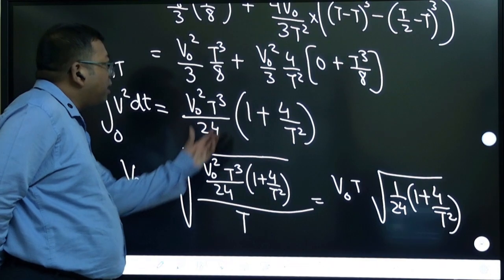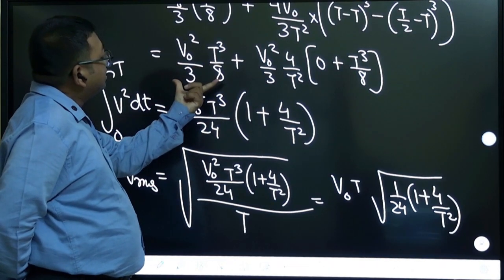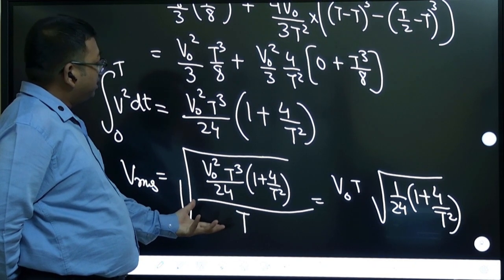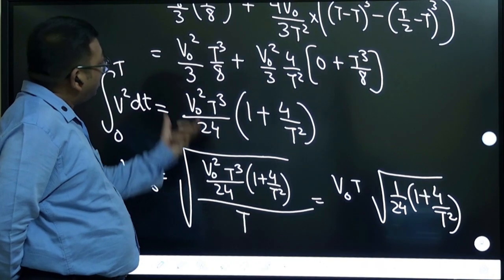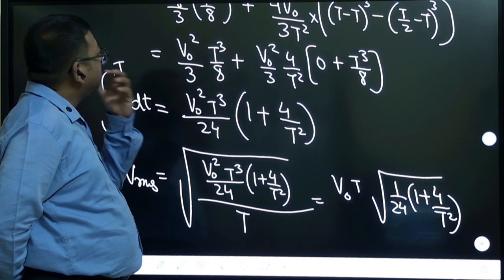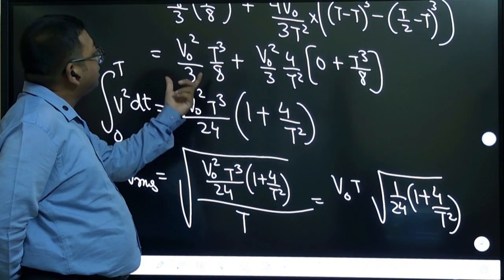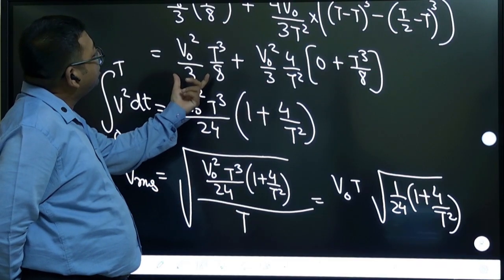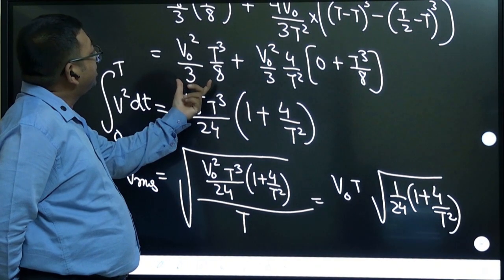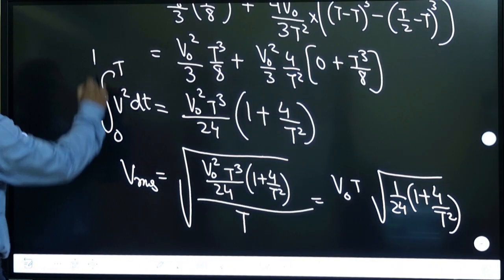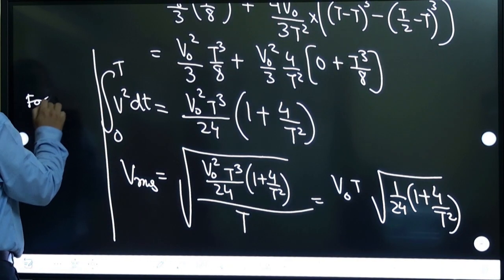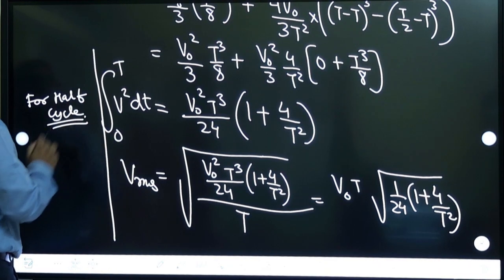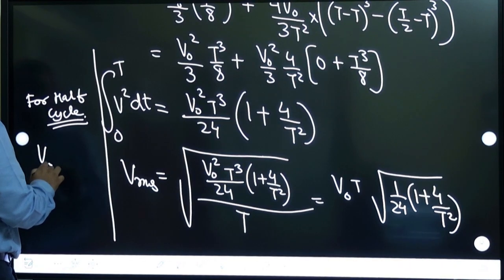But if it is half cycle, then this factor was coming and then divided by what? Divided by half, T by 2, we have to do in that case. See, over half cycle we have to divide by T by 2, correct? Then when you divide by T by 2, what will come? For half cycle you calculate, check that once. Over half cycle when you calculate, so VRMS will be what?